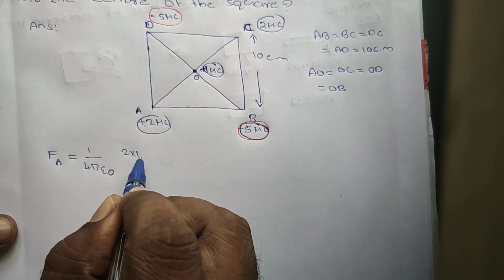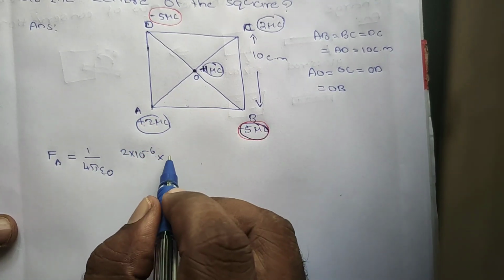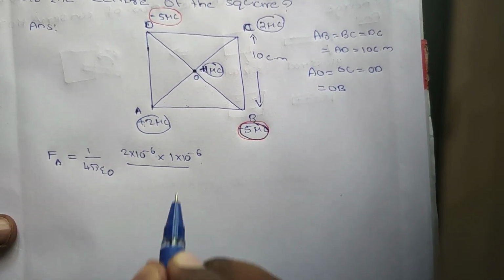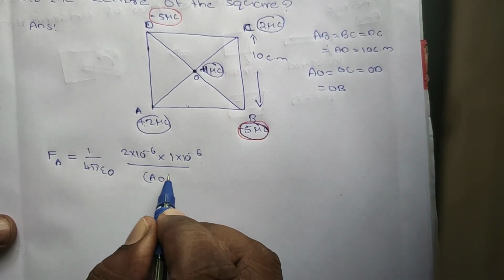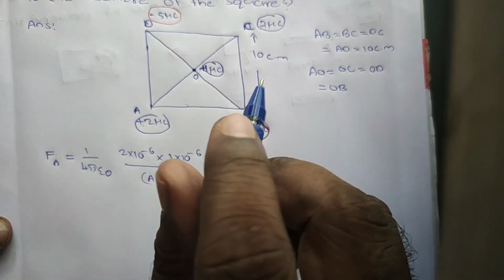1 microcoulomb is equal to 10 power minus 6 coulomb, and Q2 is equal to 1 microcoulomb, divided by the distance between them. That is OA square. Clear? Okay. What is this force? What is the direction of this force?